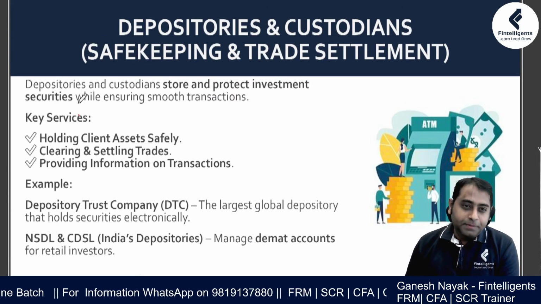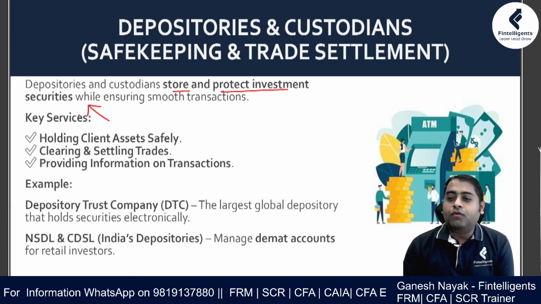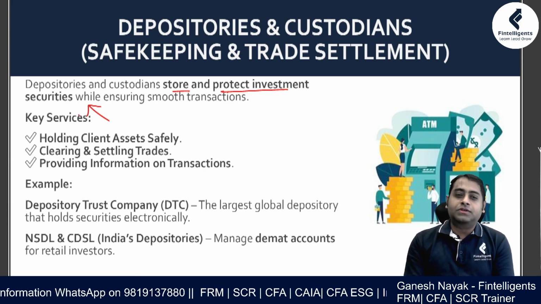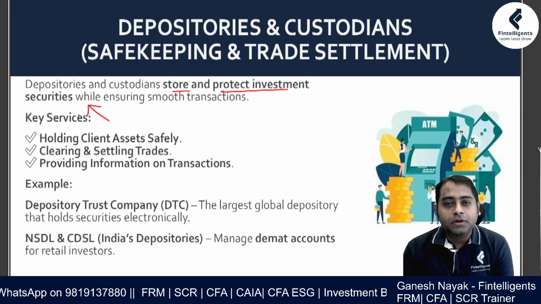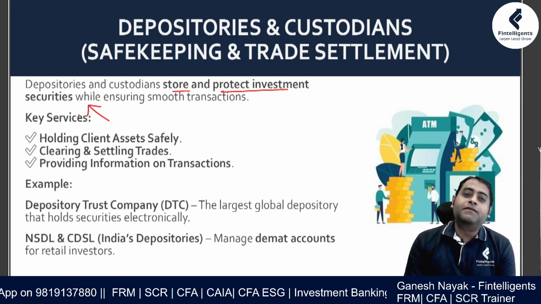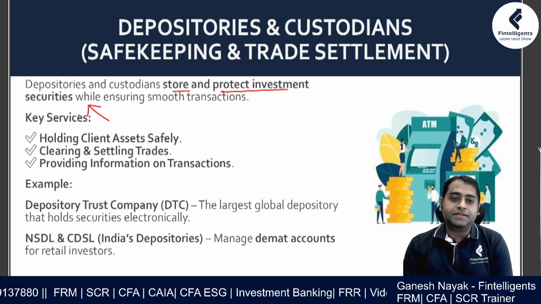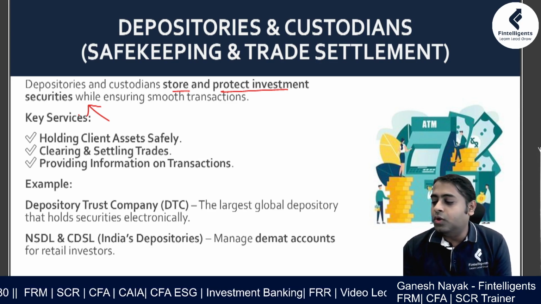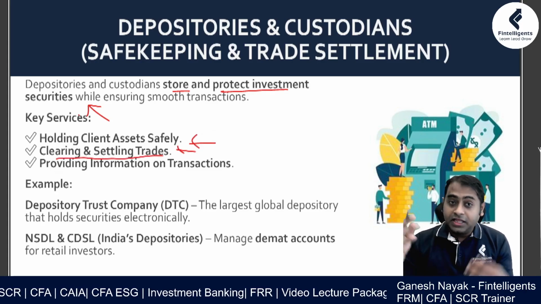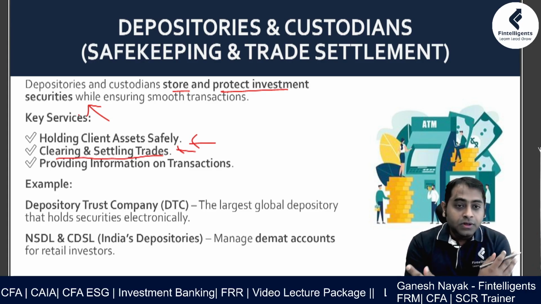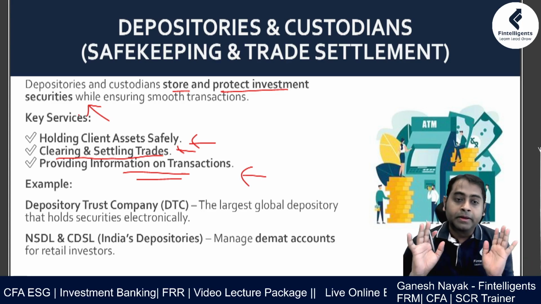So, depository will store and protect security. What if either party will default? There is a clearing house, Shubham. Clearing house already has taken margin money from you. So it is the responsibility of the clearing house that the transaction will get completed. They are charging you clearing fees. So they hold client assets securely. They clear and settle trade. Like I said, they will make sure that the money and the asset moves. And they will give confirmation on the trade that yes, the settlement has been completed.